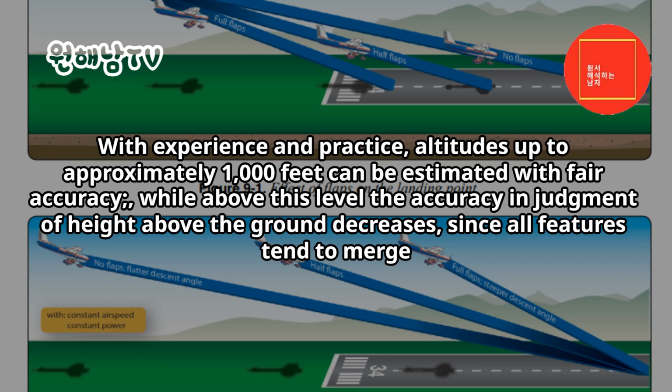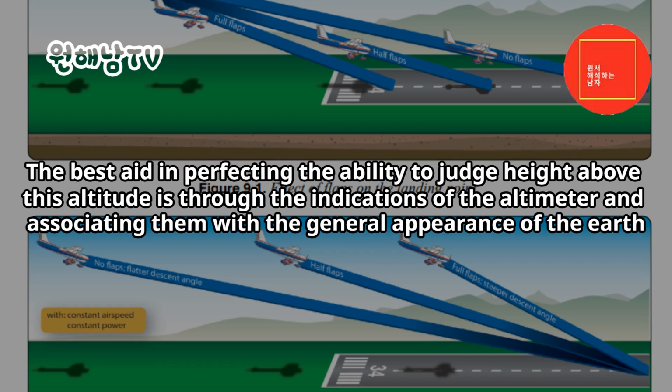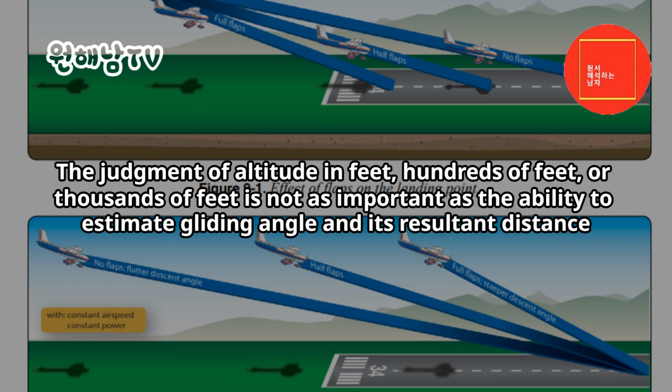With experience and practice, altitudes up to approximately 1,000 feet can be estimated with fair accuracy, while above this level, the accuracy and judgment of height above the ground decreases, since all features tend to merge. The best aid in perfecting the ability to judge height above this altitude is through the indications of the altimeter and associating them with the general appearance of the Earth. The judgment of altitude in feet, hundreds of feet, or thousands of feet is not as important as the ability to estimate gliding angle and its resultant distance.